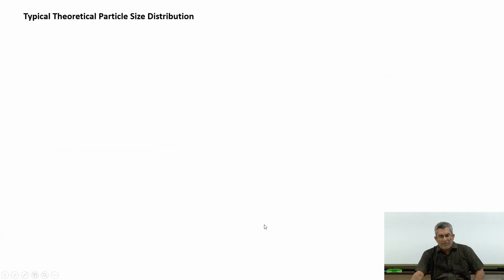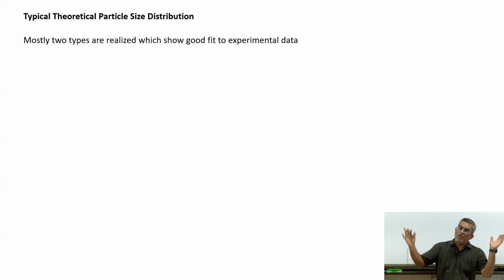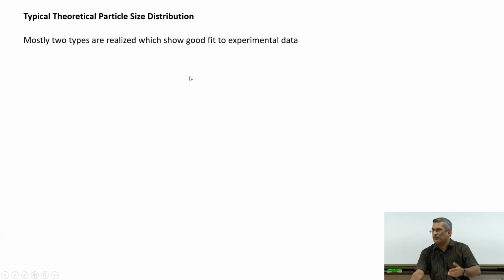So now what are the typical theoretical particle size distributions? Mostly two types are realized which show good fit to experimental data. Now this is also important: there are many continuous functions, PDFs available. Can we pick up any one? No, the answer is no. This has to fit with at least some experimental data. We may not have a theoretical particle size distribution that represents the size distribution in all multiphase flows. No, that is not practically possible. Okay, but at least for some flows.